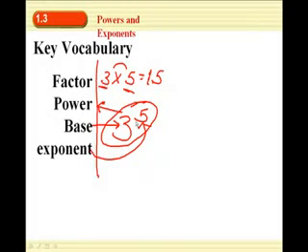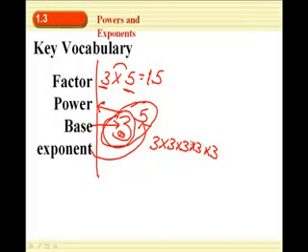So let's go back to that. It says the base of a power is the repeated factor. So that means the base is going to be repeated however many times the exponent tells us to. So this number right here, the 3, is being repeated 5 times. 3 times 3 times 3 times 3 times 3. And then if they wanted the answer, we would multiply that out. So we have 5 3s.